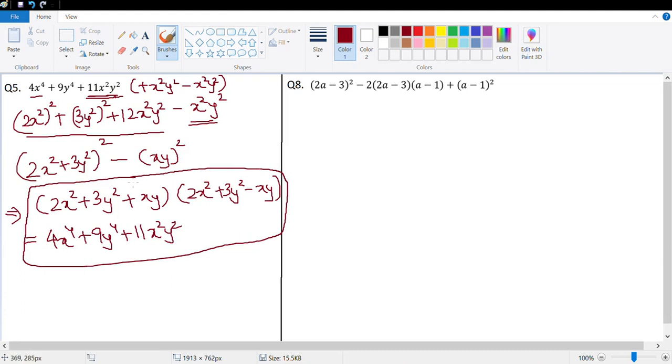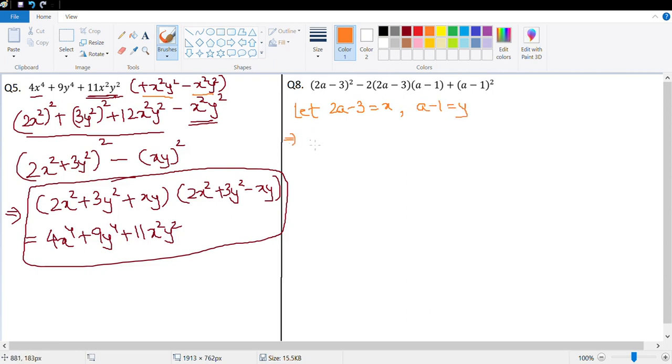So again, this required us to add and subtract x square y square on our own. Next one, question number 8. It says (2a minus 3) whole square, minus 2 times (2a minus 3)(a minus 1), plus (a minus 1) the whole square. So let 2a minus 3 equal x and a minus 1 equal y.